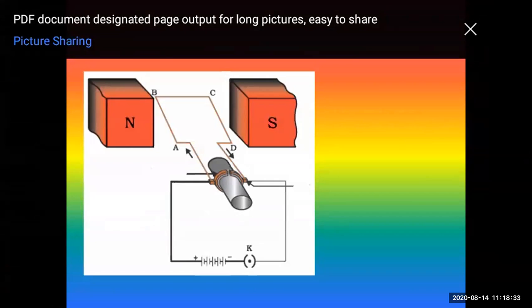Electromagnetic induction is the process by which a changing magnetic field in a conductor induces a current in another conductor. When the magnetic field is changing, at that time the current is induced in another conductor. That is called electromagnetic induction. A current can be induced in a conductor either by moving it in a magnetic field or by changing the magnetic field around the conductor. So you can do it both ways.